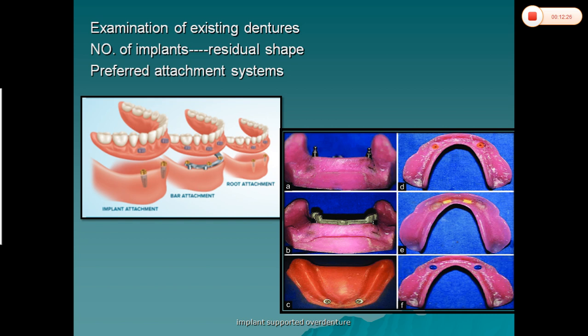Okay, then we have to decide the number of implants. So see, we have done clinical assessment, radiographic assessment. See, everything is fine and the patient is fit for the surgery, implant surgery, and the patient is also willing for the treatment. Then old dentures are good enough. Next, we have to decide how many implants. The number of implants depends on the shape and size of the residual ridge.